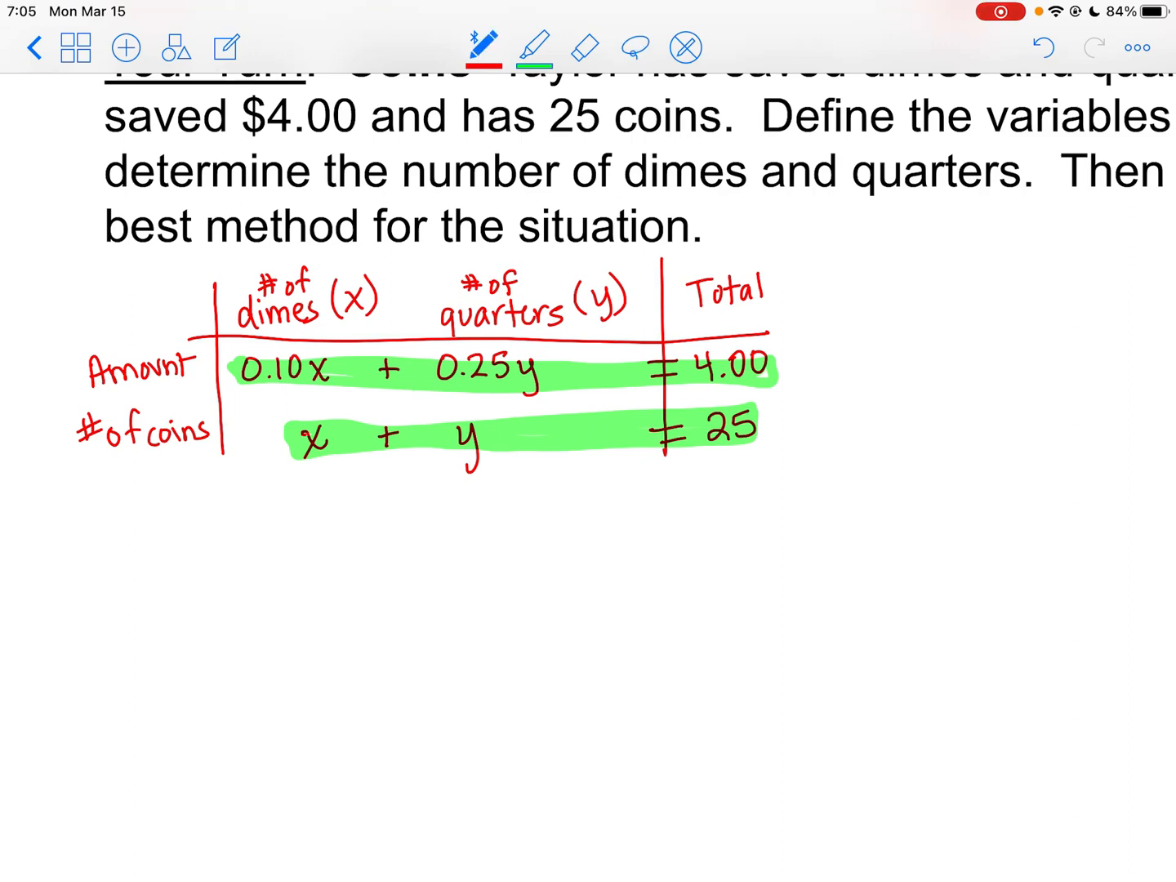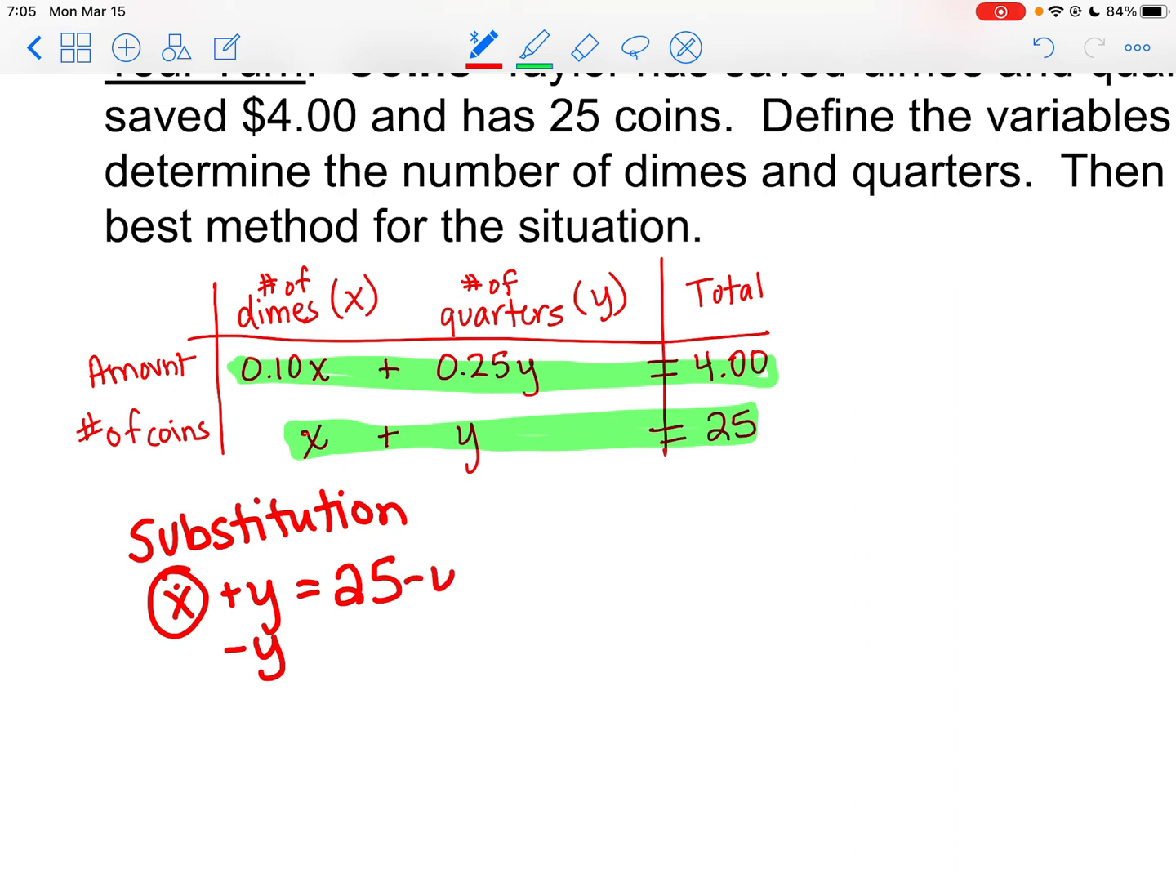So if I'm going to use substitution, I need to take the equation that has coefficients of 1, X plus Y equals 25, and solve it for either variable. I can solve it for X or for Y. Let's say I'm choosing to solve for X. I need to subtract Y from both sides, and now X equals 25 minus Y. So I can plug this in for the X in the other equation.